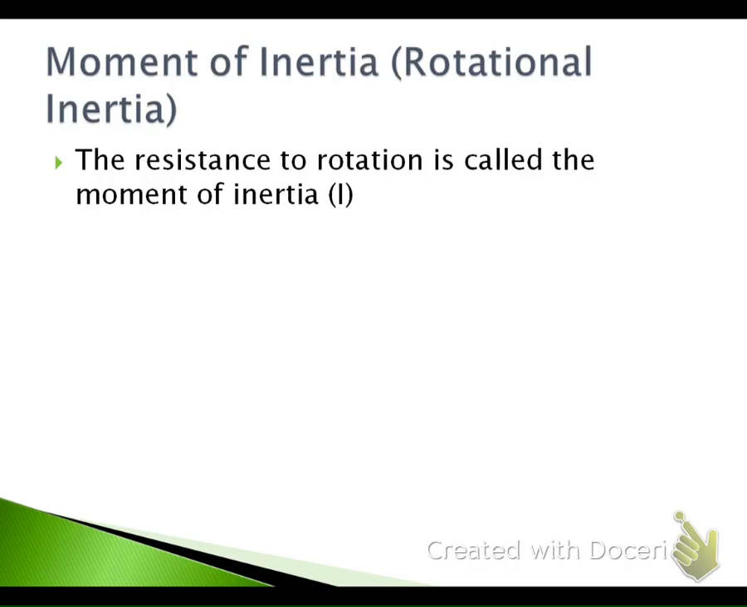Okay, so the moment of inertia is recognized by a capital I, just a regular old capital I. And here's our basic equation for a moment of inertia. What would the M stand for here? Mass, and R would stand for radius. Okay, M times R squared.